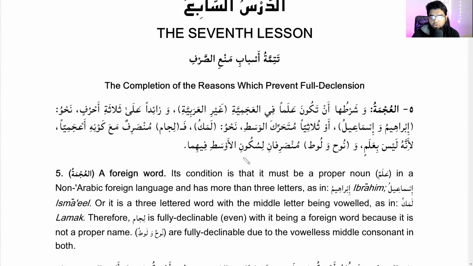So Nuh, why is it not a diptote? Because the middle letter is a sukun. It's 3 letters, fine, but the middle letter is sukun. Lutun is also like that. Lut, Nuh and Lutun.